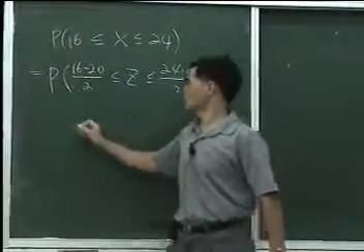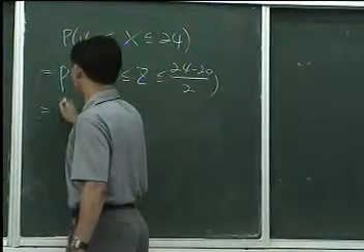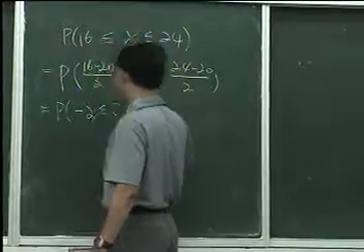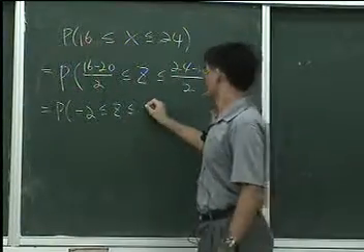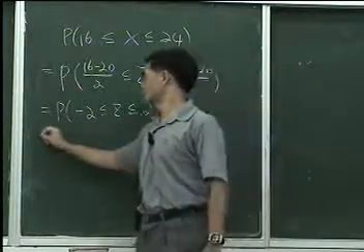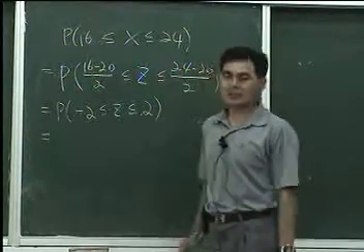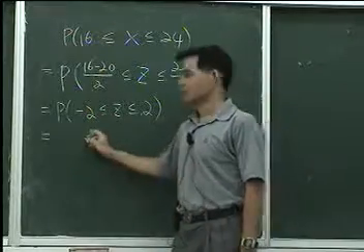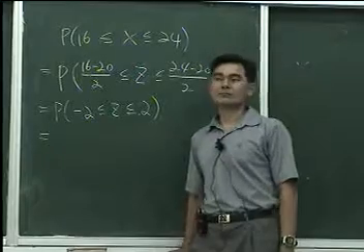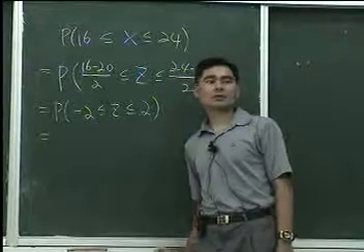So in this case, what do you get? You get P of negative 2 less than or equal to Z less than or equal to 2. So what should that be? The probability will be... can anyone tell me this? Huang Xiangyu.